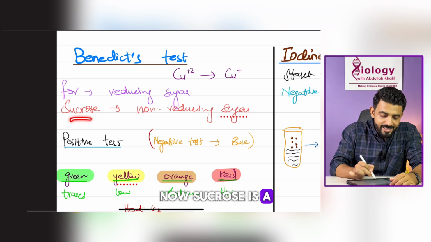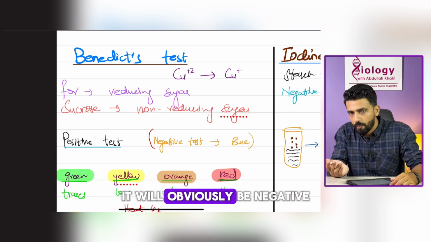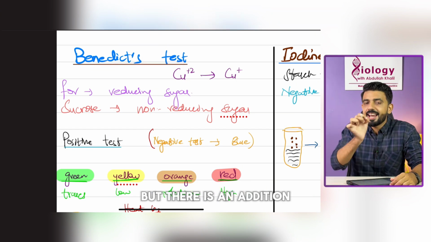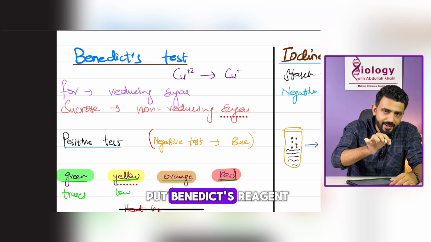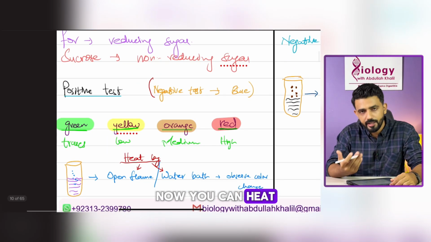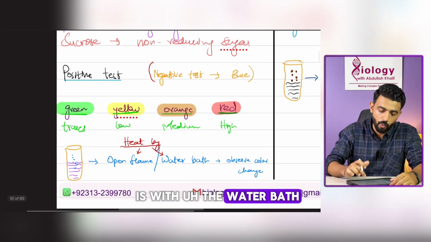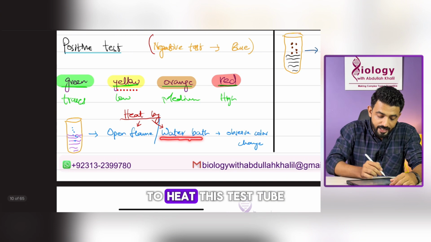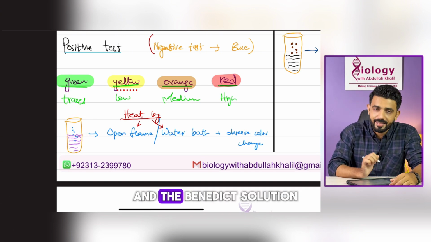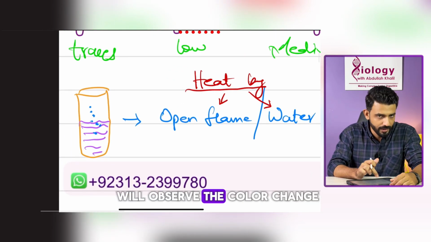Now, sucrose is a non-reducing sugar, and if you do Benedict's test for a sucrose solution, it would obviously be negative. This is only for reducing sugars. But there is an addition. You cannot just simply put Benedict's reagent and wait for a color change. You will have to heat it. You can heat it with an open flame, but the preferred method is with the water bath. You can use a water bath to heat this test tube, which now contains the given sample and the Benedict solution. After some time, you will observe the color change.